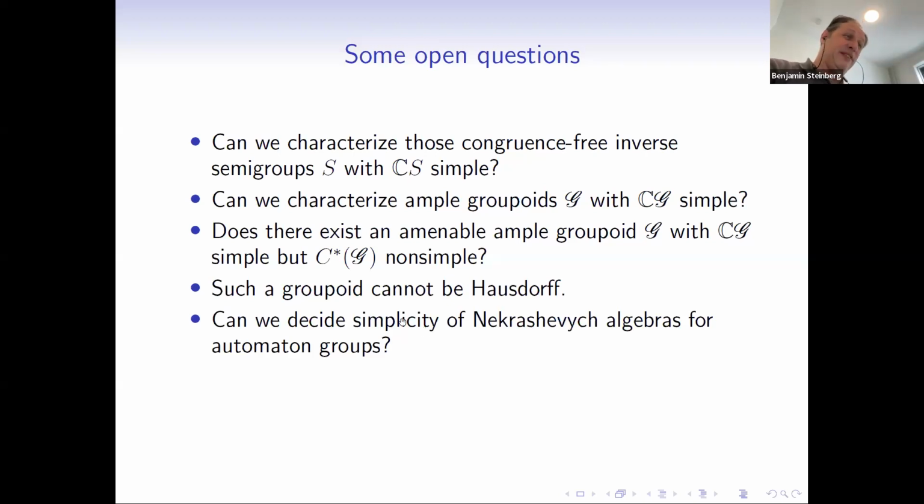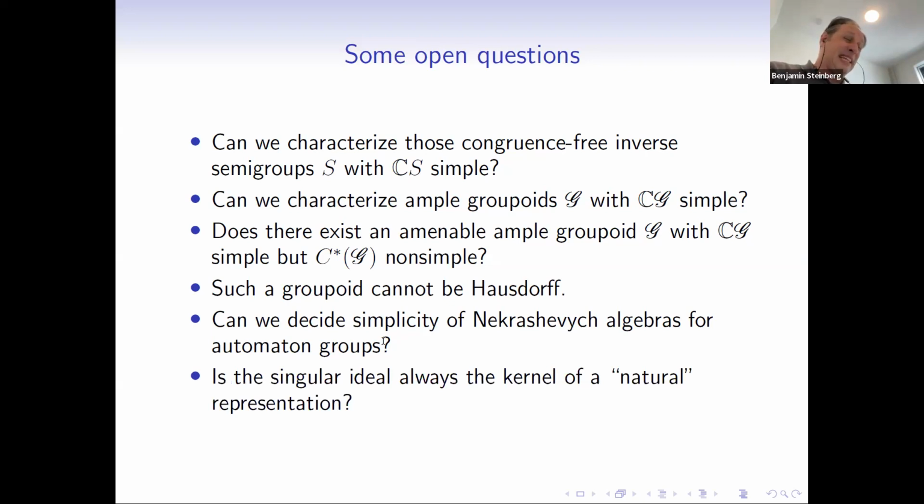Just a random question: can you decide simplicity for Nekrashevych algebras for general automaton groups? For those who know what these are, this is something I'm interested in. Is there always a natural representation so that the singular ideal is the kernel? One of the disadvantages of using the essential algebra is that in order to define representations, you need to check. It's easy to define them for the groupoid algebra. You can just use bundles or sheaves or whatever. But then you have to check whether the singular ideal kills your representation, and that doesn't always seem to be easy to do. So it'd be nice to somehow have a natural representation.